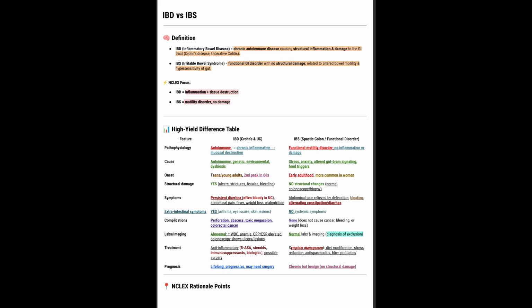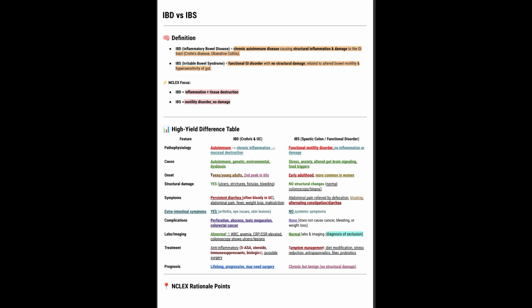In extra symptoms, the joints, eyes, and skin are affected in IBD, as the autoimmune system is affected. Your own body is attacking your own body cells and organs, so arthritis, eye issues, and skin lesions are present. While in IBS, there is no attack on your own body, so no such symptoms appear. In complications, cancer, toxic megacolon, and perforation occur in IBD, while no such complications are present in IBS.